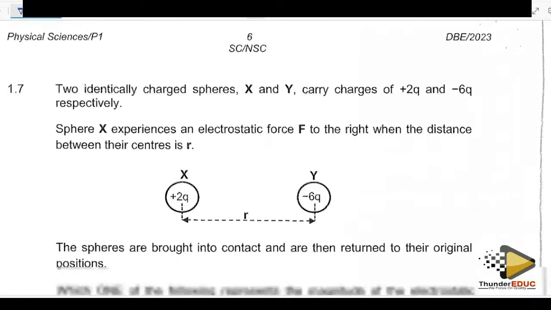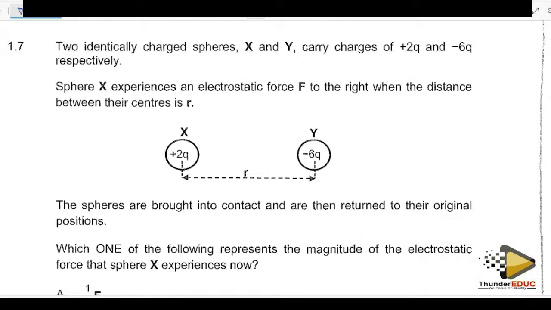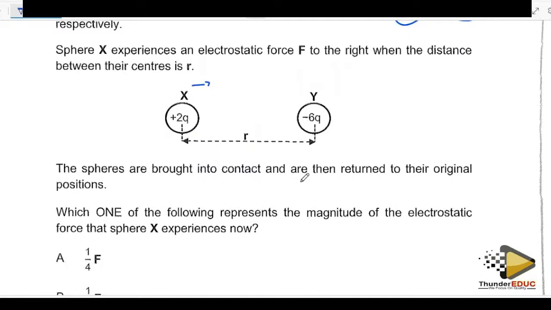And then 1.7, we have two identical spheres, X and Y, carrying +2Q and -6Q respectively. Sphere X experiences a force F to the right when the distance is that. Then the spheres are brought into contact and then returned to the original positions. Which one of the following represents the magnitude of the electrostatic force that X experiences now?